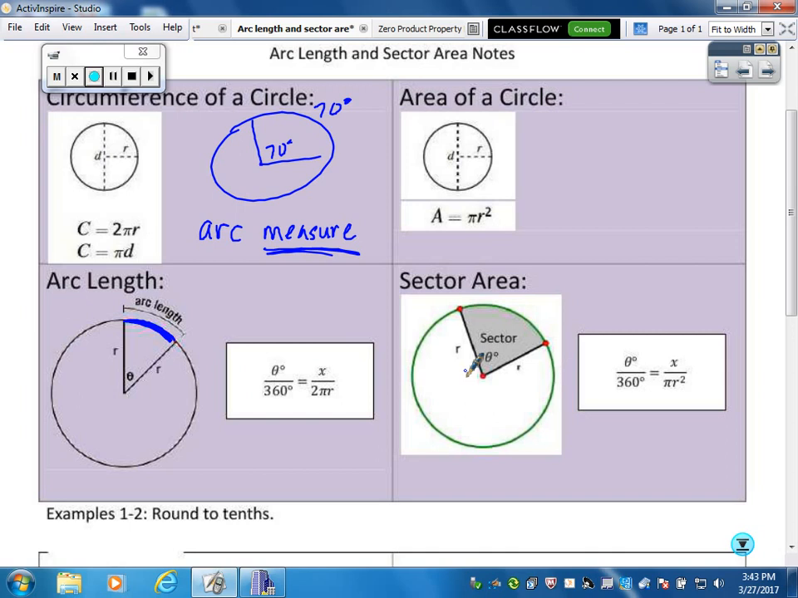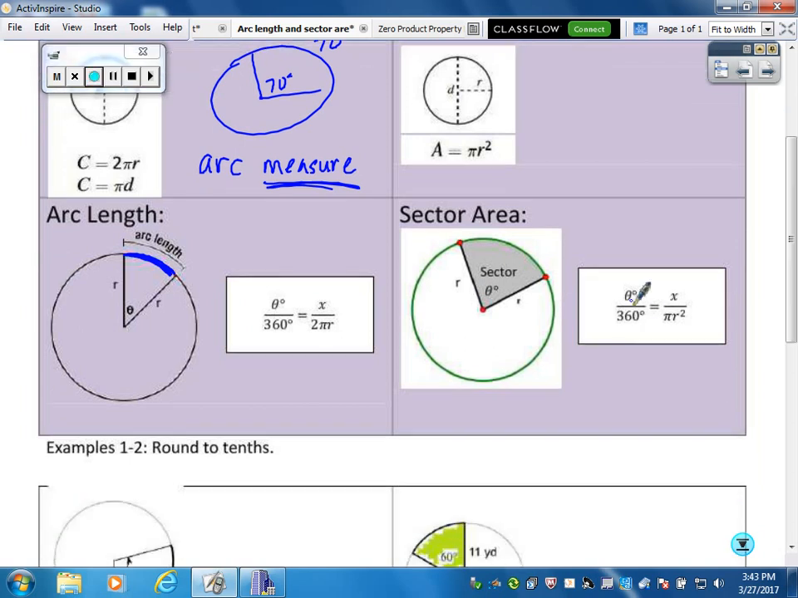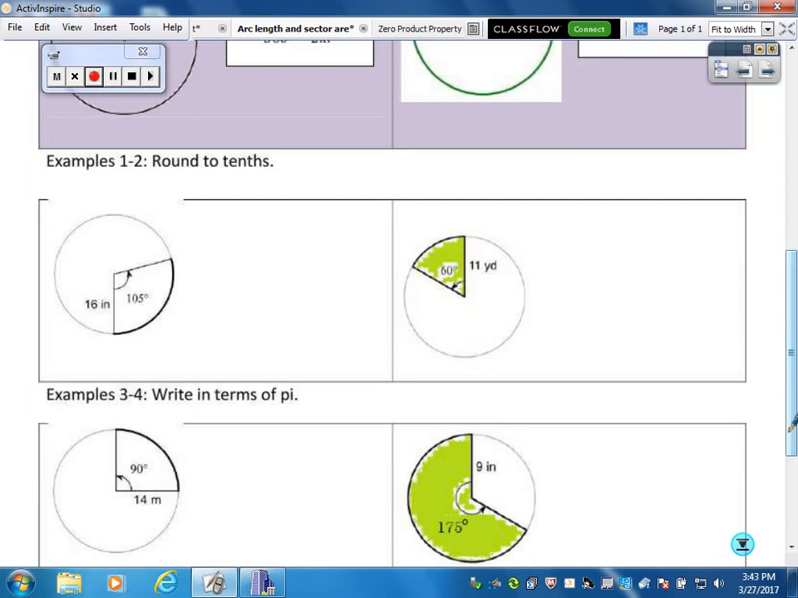For both of these, we are going to use a proportion to solve them, and that's because we're going to put in right here this theta. That theta is how many degrees of the circle we want. So we're basically figuring out what portion of the circle I want. Then we're going to compare it to either the area for sector area or the circumference for arc length and get just what fraction of that circle it is. Let me give you an example of this.